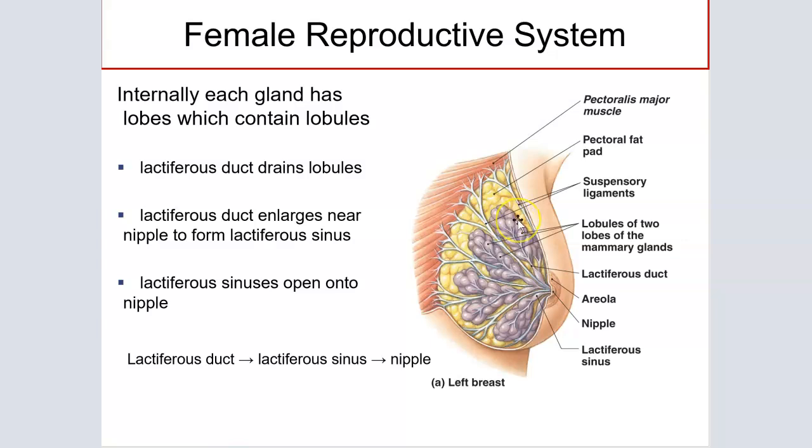As they produce breast milk, that milk is going to drain through ducts. These are exocrine glands, and so the ducts are draining the lobules, and then the ducts dump into sinuses. The sinuses, you can see, are a little bit bigger. So the lobules are going to drain the milk into the duct. The duct drains into the sinus, and then the sinuses all collect and excrete that milk out through the nipple.